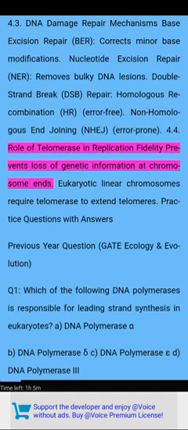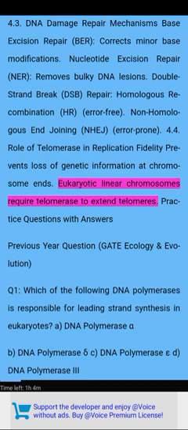4.4. Role of telomerase in replication fidelity. It prevents loss of genetic information at chromosome ends. Eukaryotic linear chromosomes require telomerase to extend telomeres.